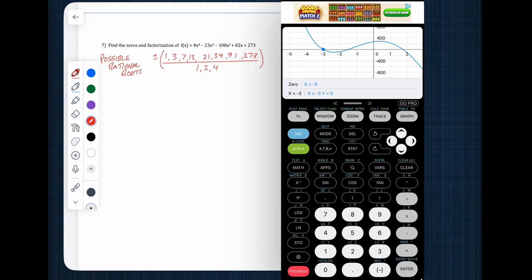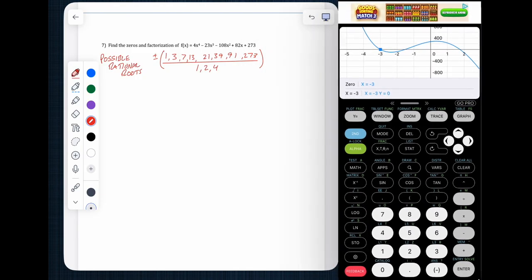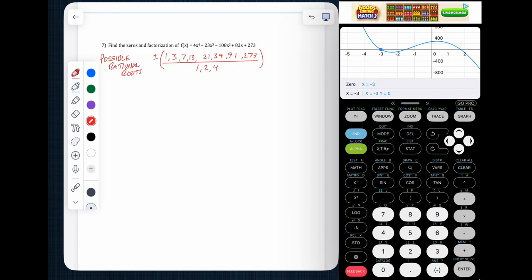Now you could go through this whole list and try all these fractions. You could try positive 1, negative 1, positive 3, negative 3, positive 7, negative 7, positive 13, negative 13. All of those over 1, all of those over 2, all of those over 4.